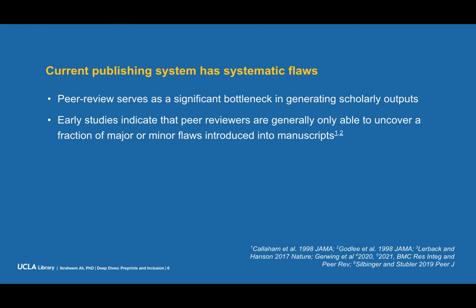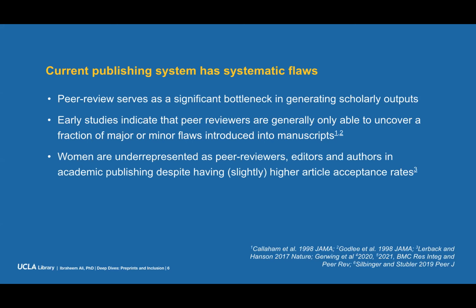So clearly, peer review is still just scratching the surface on being able to identify issues, and having 3 reviewers is the very bare minimum to catch any of these major or minor flaws. In addition, a Nature study in 2017 of the American Geophysical Union, one of the largest and representative scientific societies, found that in this society, women were underrepresented as peer reviewers, editors, and authors among their journals, despite having higher acceptance rates in their first author papers.